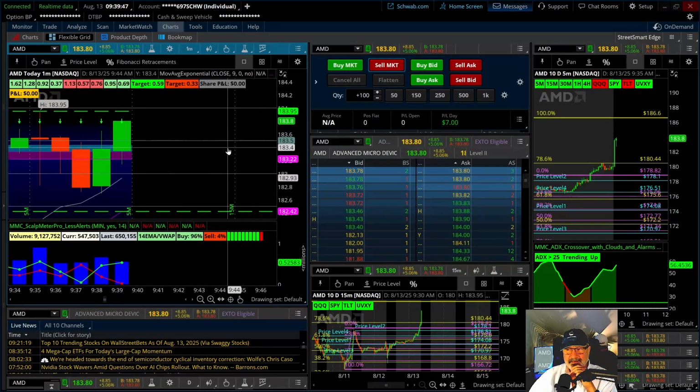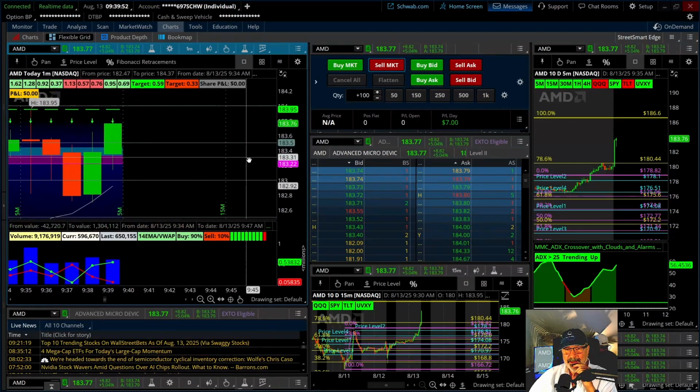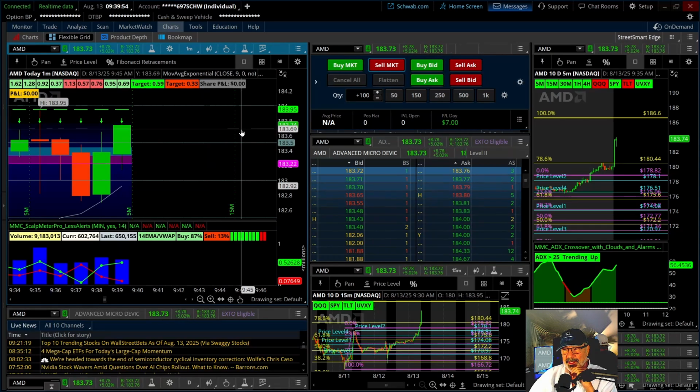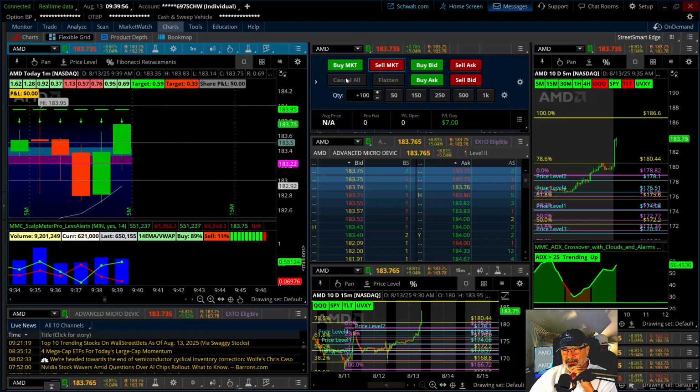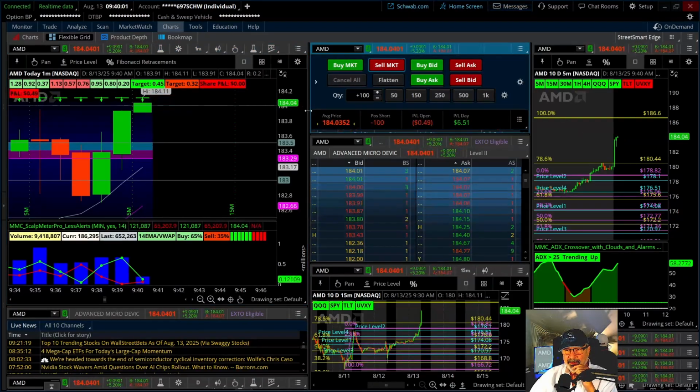Wow. Hesitate to short it, huh? Man, it's really strong going up. It should get some retracement here, though. We'll look at 184 to go short. There it goes. I'm going to go ahead and grab it there.